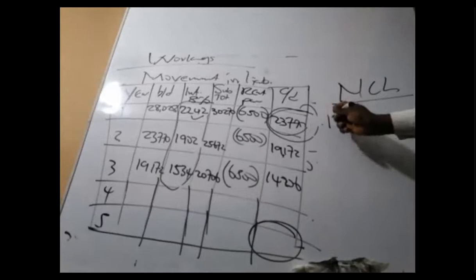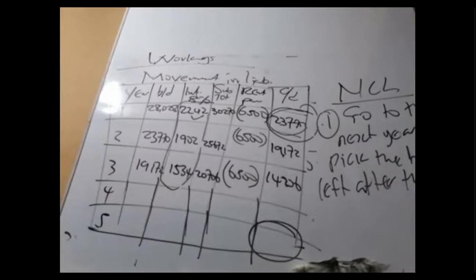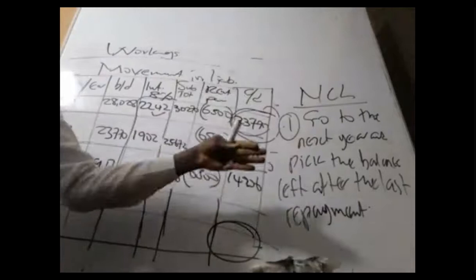It says this: go to the next year, the balance left after the last repayment. I repeat, go to the next year and pick the balance left after the last repayment. You go and pick a closing balance, that is the balance left after the last repayment. So that is the rule, kindly take note of it. To get a non-current liability, go to the next year, the balance left after the last repayment. Okay, so let me find it for year one for you.